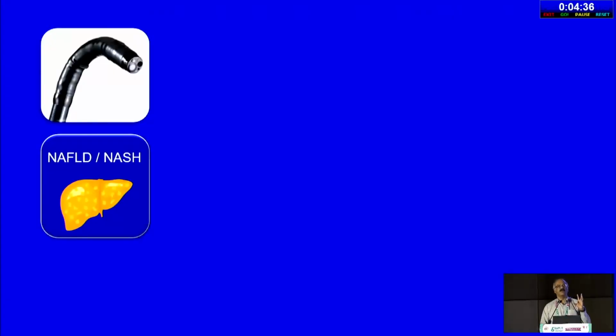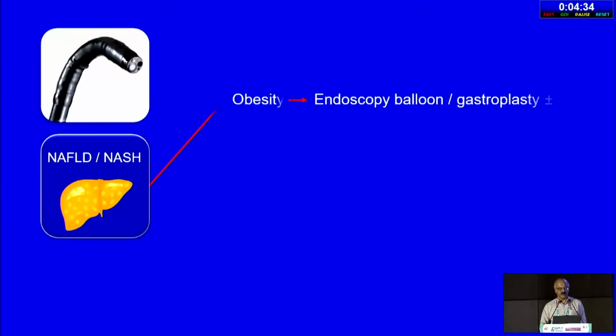If we look at endoscopic therapy for NAFLD or NASH, for those who are obese, we would suggest endoscopic balloon or gastroplasty. If we're using a balloon, you would like to continue with GLP-1 analogs on a long-term basis. But if you're doing only gastroplasty, then maybe you can in fact combine it with DMR.